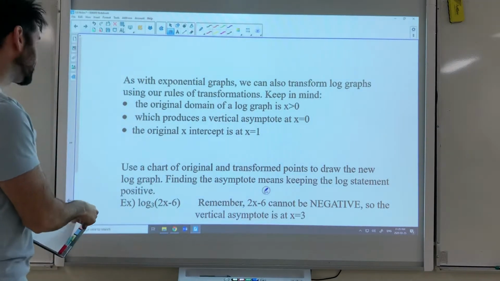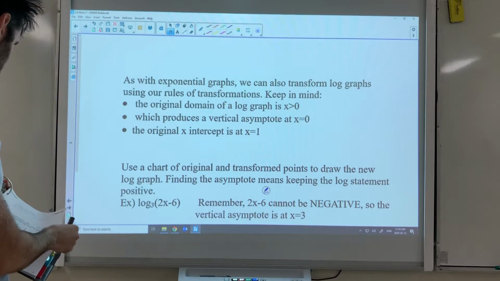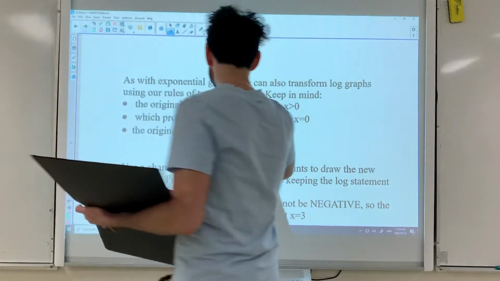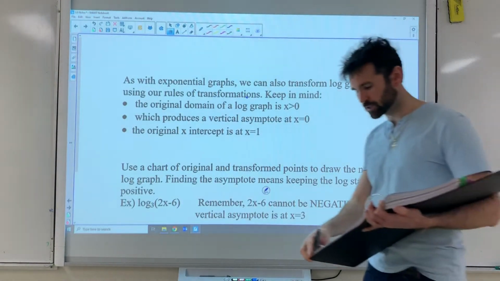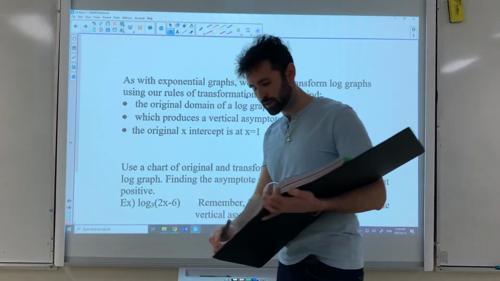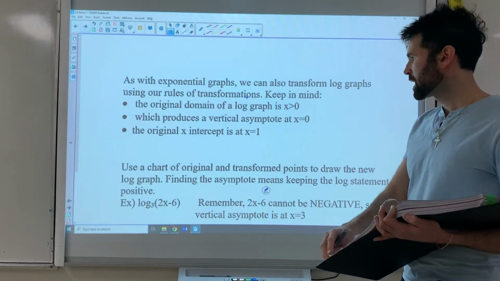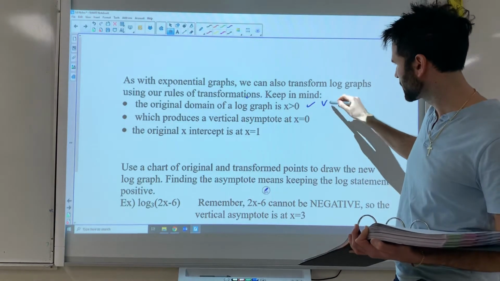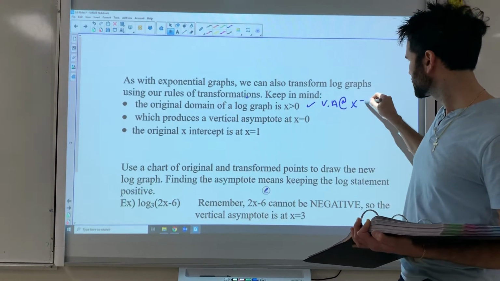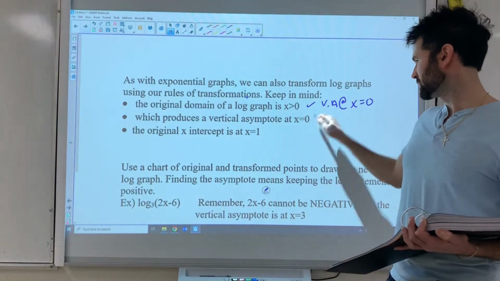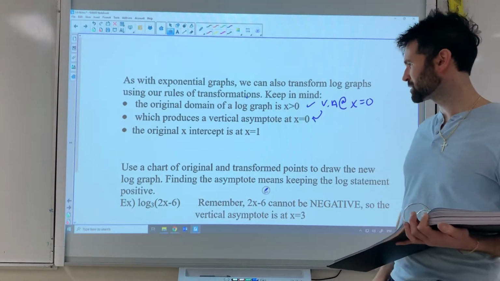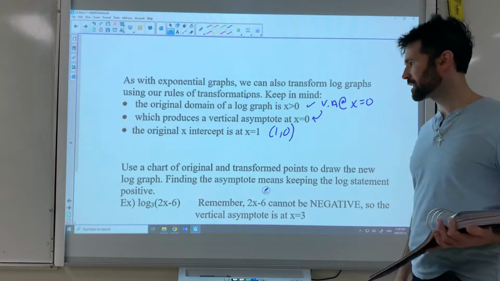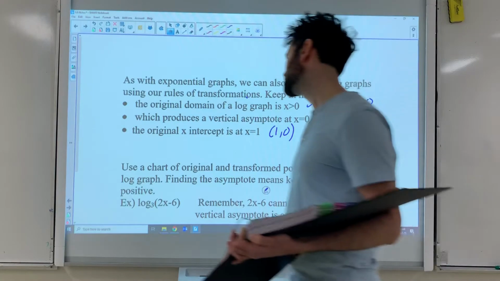Some more stuff. As with exponential graphs, we can also transform log graphs using our rules of transformation. Yes, now the exam question I'm going to show you has one transformation on it, so they never go very crazy on the log graphs. But keep in mind, the original domain of the log graph is x greater than 0. That's the vertical asymptote at x equals 0, right? There it is. It produces a vertical asymptote. And the original x-intercept is at 1, so the point 1, 0 is on every log graph. Keeping that in mind, you should be able to do some transformations.